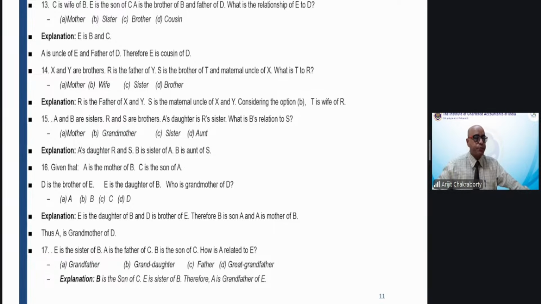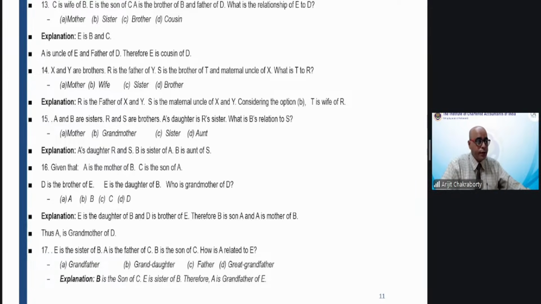Question 16, given that A is the mother of B and C is the son of A. So A is the mother of B, B's mother is A. So A is female, mother. C is the son of A. So son means C is the male child, and therefore A has two children, B and C.